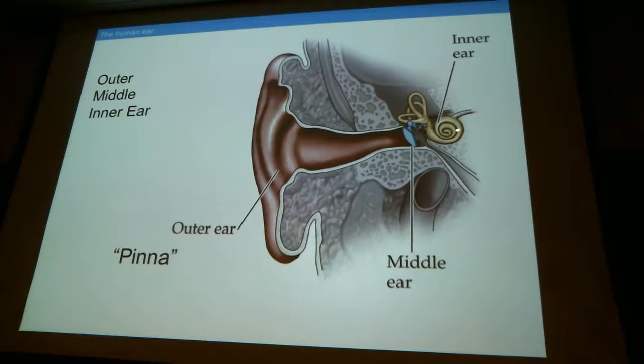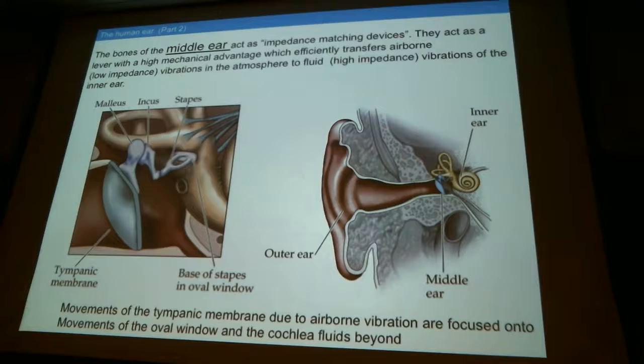This is the cochlea. These little funny things out here are the semicircular canals that are involved in vestibular function, which we'll talk about in the next lecture. But this coiled up thing right here that looks like a snail is the cochlea, and that's known as the inner ear. Okay, so the bones of the middle ear.